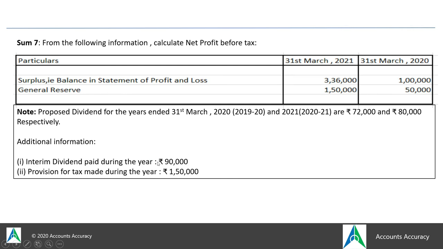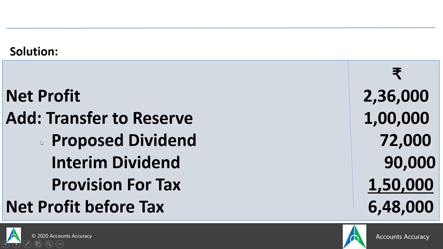Next to that we have the interim dividend paid during the year, 90,000, and the provision for tax made during the year, 1,50,000. These two values also should be added because the dividend is also paid to the shareholders and the provision for tax is also a part of profit. So these two values will be added to the net profit. When we add all these items, we get the net profit before tax. It is very important. This is done in the working note.